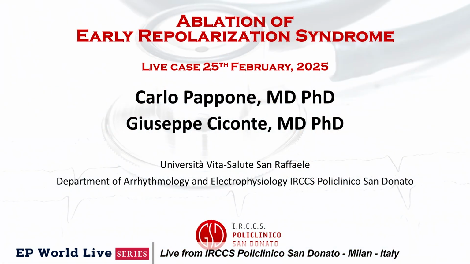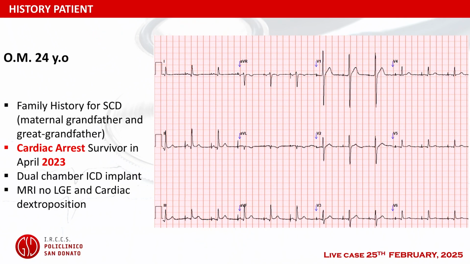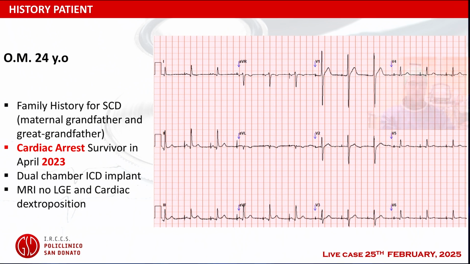After this main lecture, Professor Pappone, you have introduced us to not only early repolarization, but also arrhythmogenic disease and arrhythmogenic substrate in cardiogenetic disorders. Next slide, please. We are dealing today with a very young patient. He's a 24 year old male.